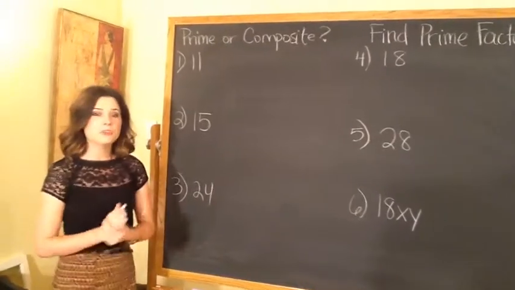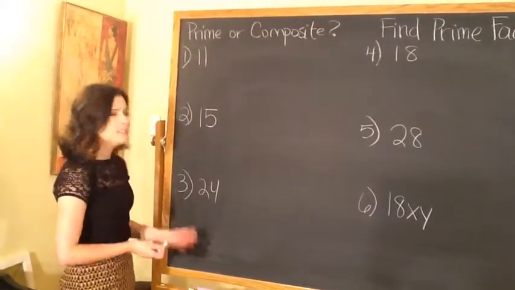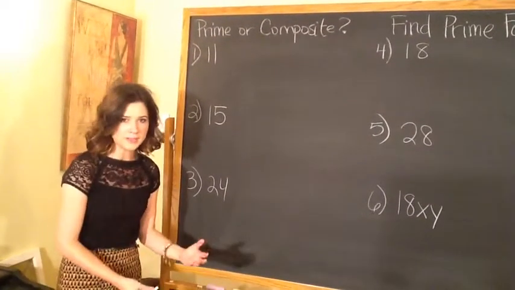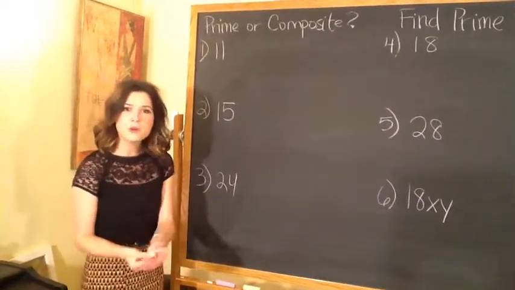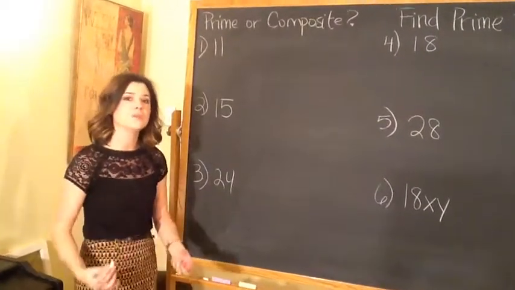Alright, let's look at example number 1. These first 3 examples, we're going to be deciding: is this number prime or composite? Is it only 1 and that number multiplied together to give you that number, or is it other numbers? Can it break down to more factors?